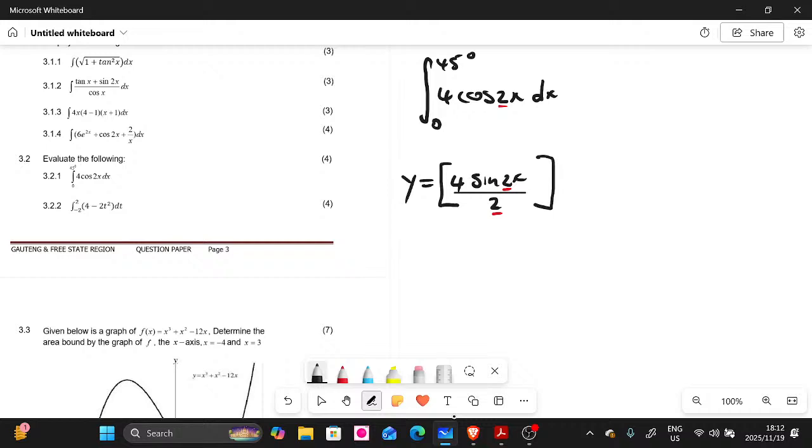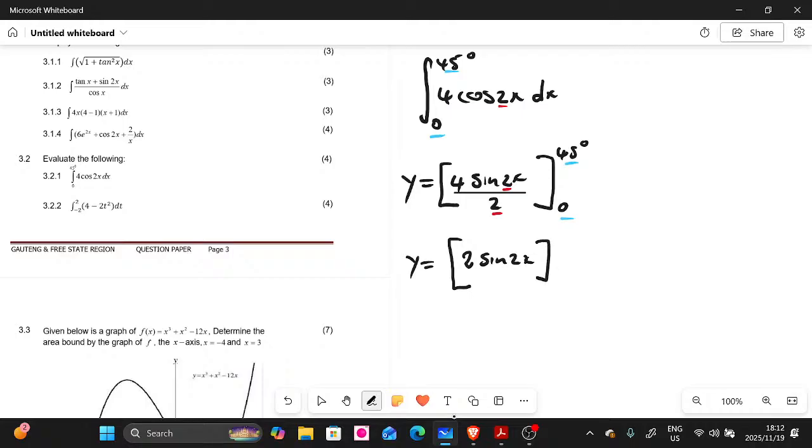Then here you write the upper limit, which is 45, and the lower limit, which is 0. Here are the limits that I'm talking about, 45 and 0. Then you continue. Now the second step: you have the bracket of the upper limit, but before you continue, 4 is divided by 2, so you're going to be left with 2 sine 2x. And this is for the upper limit, which is 45. Again, this is not a power, guys. It's just the limit.